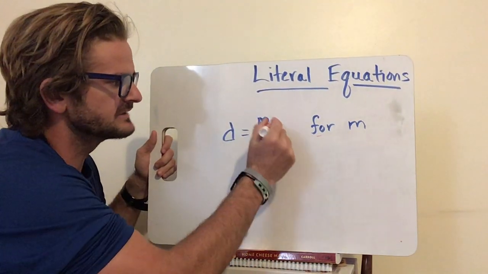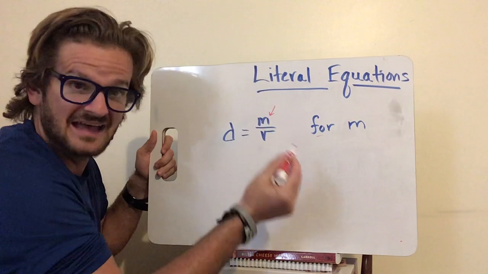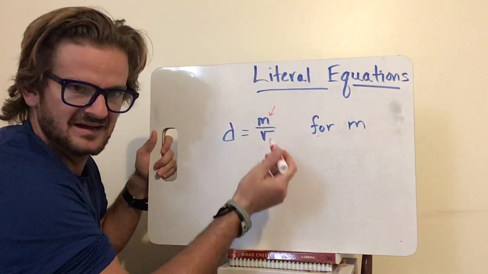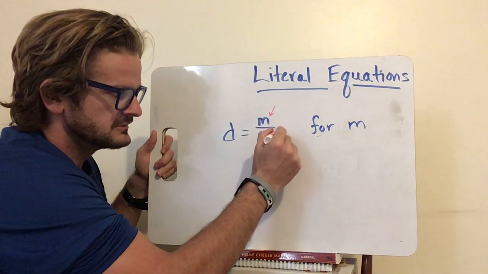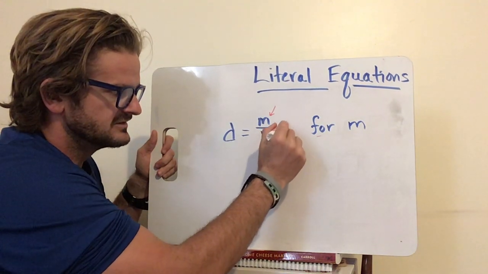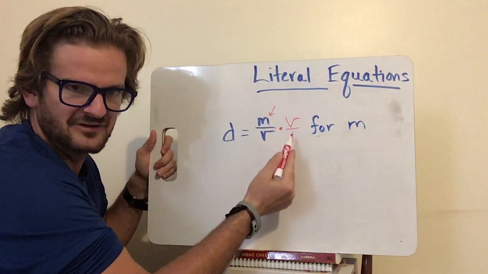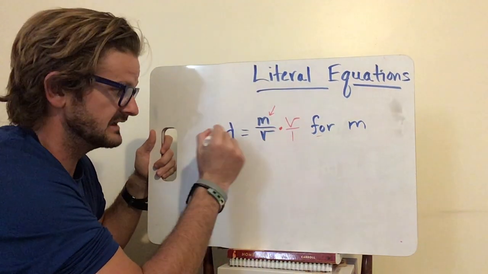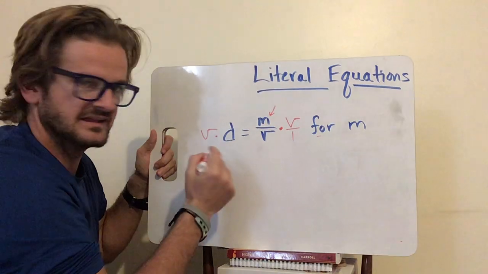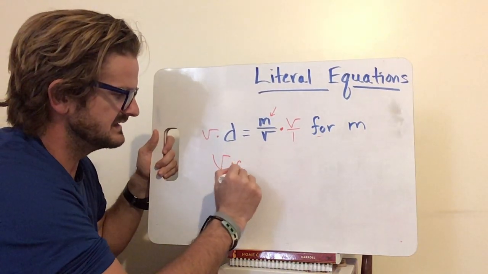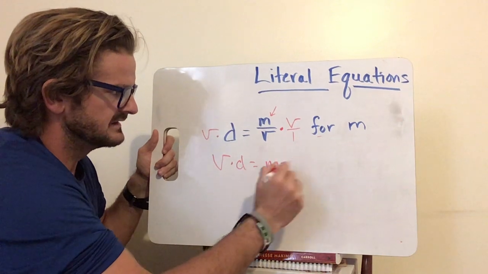So the first thing I would do is identify where the desired variable is. Right, so we're solving for m. M is right here, it's being divided by v. So if I multiply both sides by v, and if this side's a fraction, I'm going to write it as a fraction too, v over 1, that's the same as v. And I'm just going to multiply the left side by v as well. So we have v times d is equal to m.